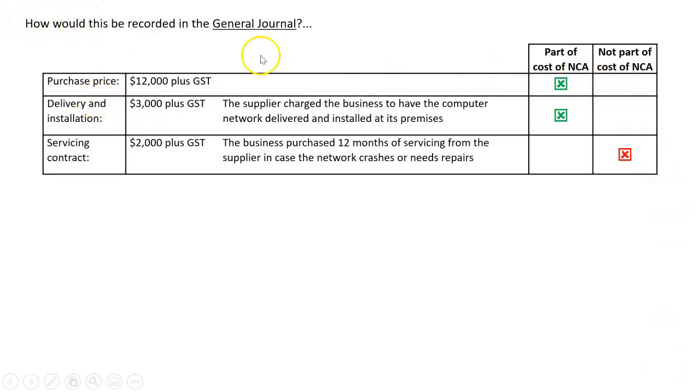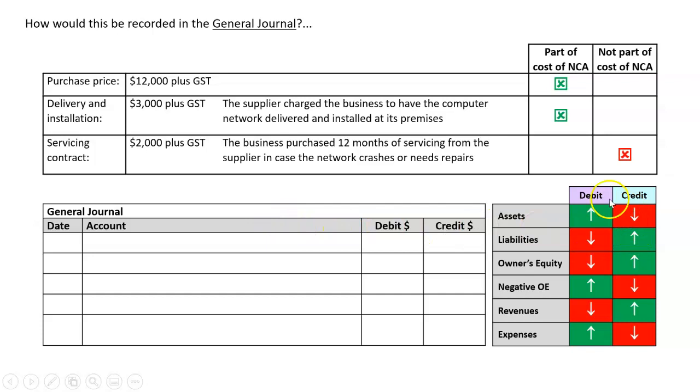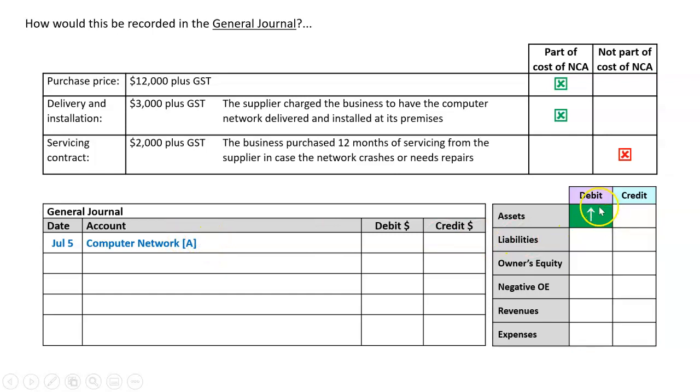Well, we would record this in our general journal, and we would need our rules of debits and credits. So the first thing is we're going to have a new asset called computer network. There's no ledger going to be called delivery and installation, because that kind of attaches itself to the computer. So these two ledgers here, purchase price and delivery, that's $15,000. That is going to be the value of my computer network. That is an asset, and that value is going up. So the rules of debits and credits say when an asset goes up, that's a debit. So we do that there.